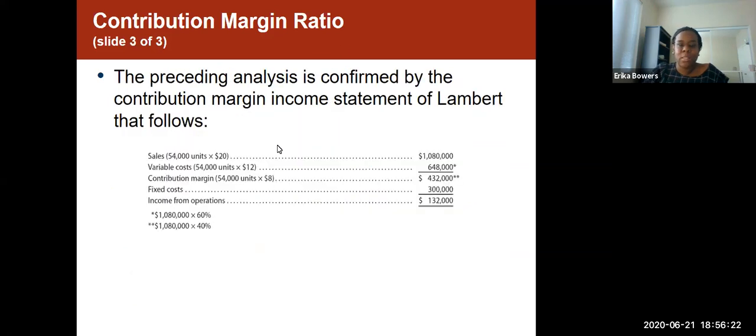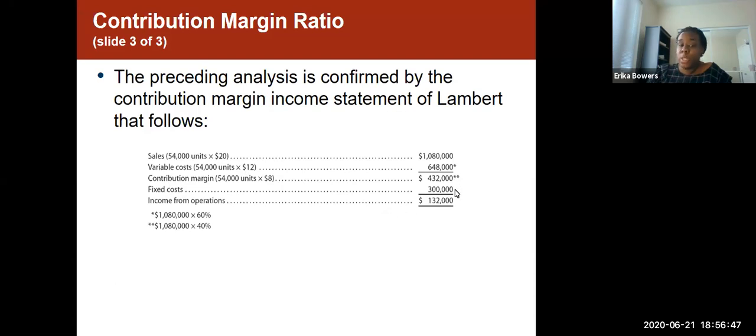So let's take a look. Notice we are now increasing our sales to 54,000 units, and it's $20, so that's 1.08 million. Our variable costs now increase because now we're at 54,000 units, 648. Contribution margin is 432.